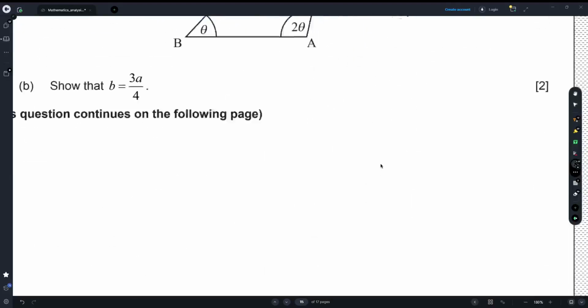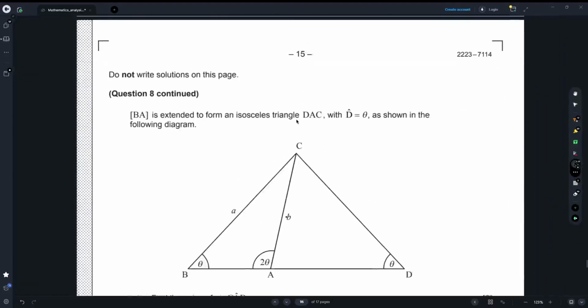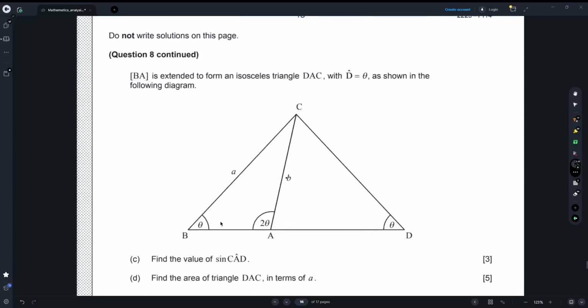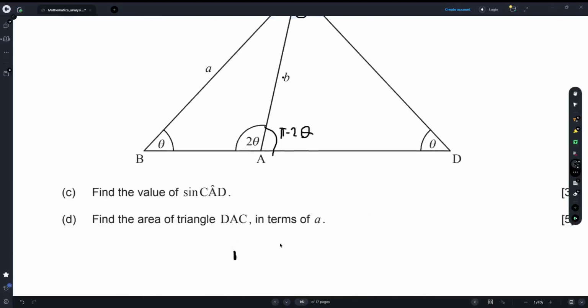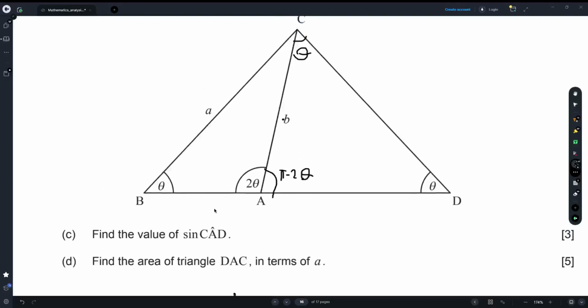Alright, page 2. So they've said that the triangle is extended here, and then this is an isosceles triangle. So we have this angle theta here. This is going to be pi minus 2 theta, because it's 180 and then minus 2 theta. So the first question here is find the value of sine CAD, or this pi minus 2 theta. And by the identity on the unit circle, we know that the sine of pi minus anything is just the sine of anything. So we can write this down as sine of (pi minus 2 theta) equals sine of 2 theta.